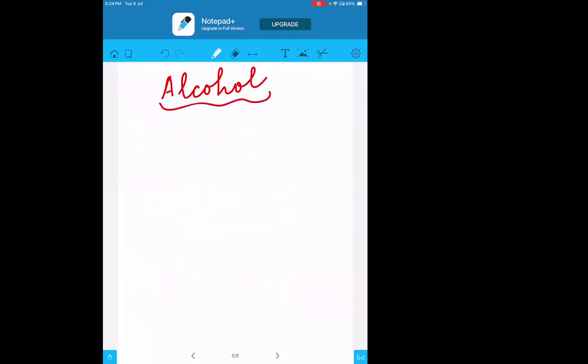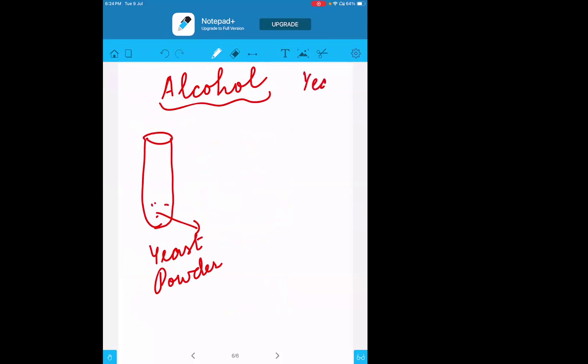I think in grade 8 you might have learned about this. So what should we do? We should take a test tube. In the test tube, we should add what? Yeast powder. Ma'am, is it due to anaerobic respiration? Yes, it is due to anaerobic respiration, definitely. So the example of anaerobic respiration is what? In the yeast, it happens.